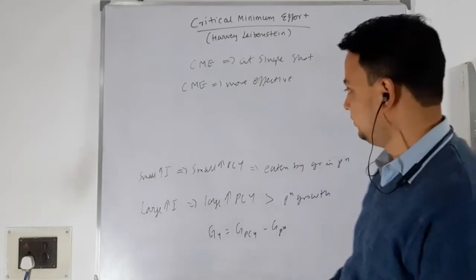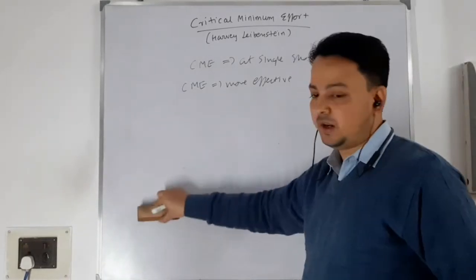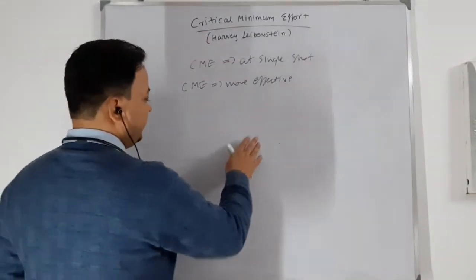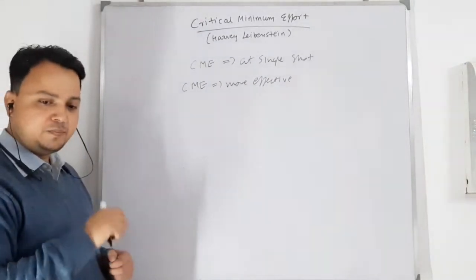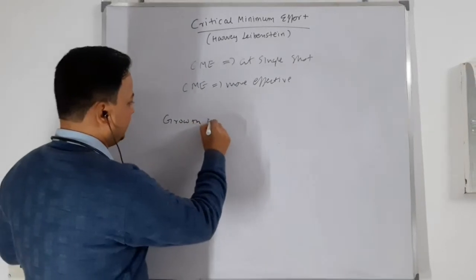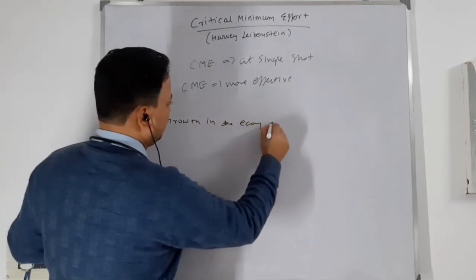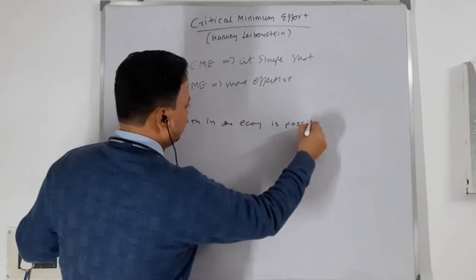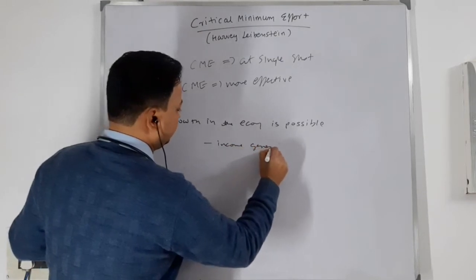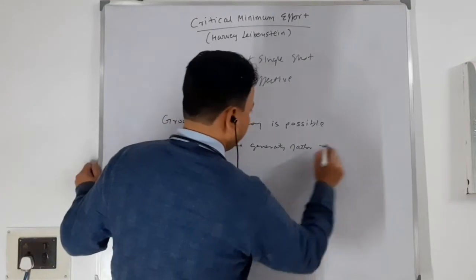Just wait. As I told you, when growth is taking place, we have two factors: one is the income generating factor, the other is the income depressing factor. Growth in the economy is possible, as I showed with the equation already, when the income generating factor is greater than the income depressing factor.